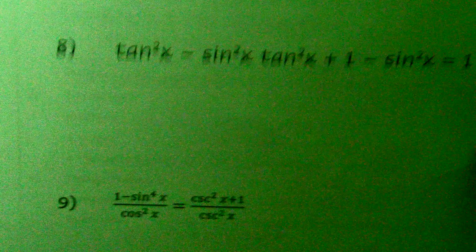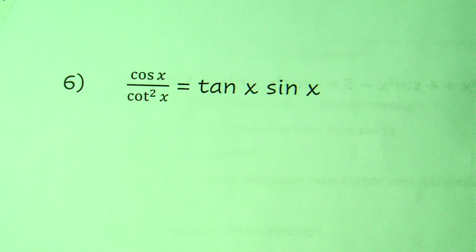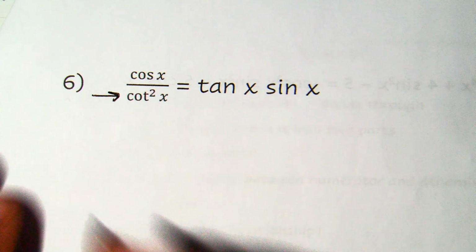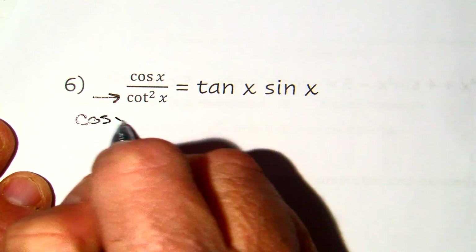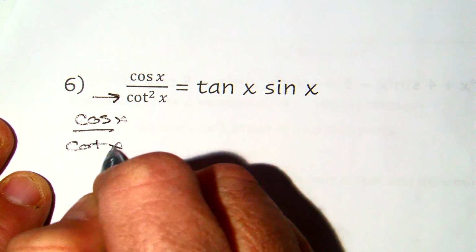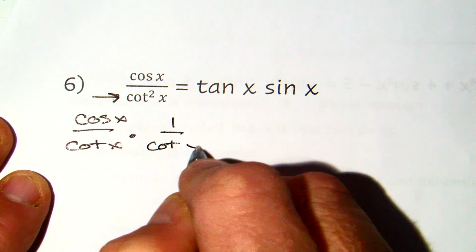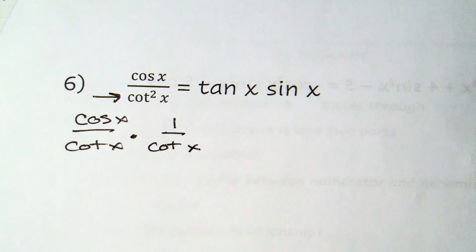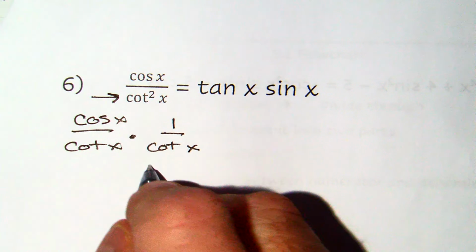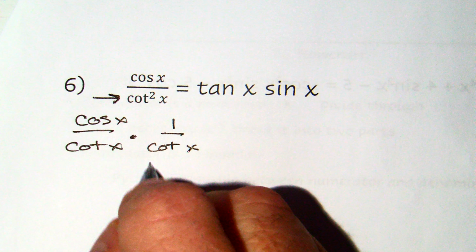Alright, number 6. Cosine x over cotangent squared x. Again, this is squared. So I'm going to rewrite it as 2 fractions. First one's going to be cosine x over cotangent x. The second one is going to be 1 over cotangent x. Did we get that? What is 1 over cotangent x equivalent to? Tangent x. Does that match up with that?